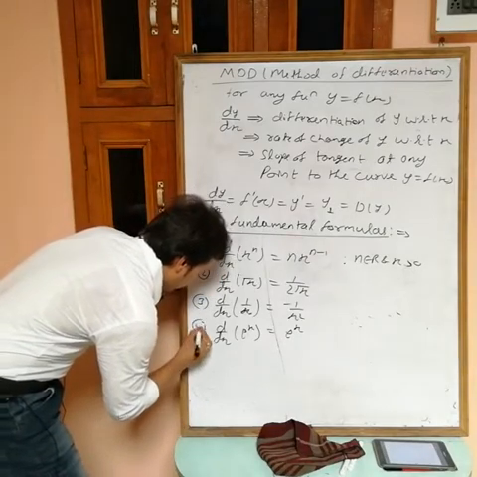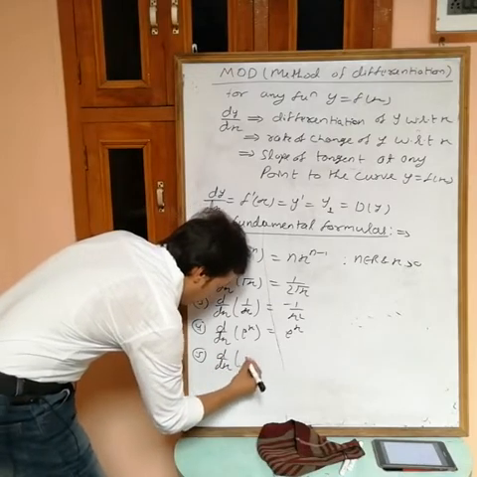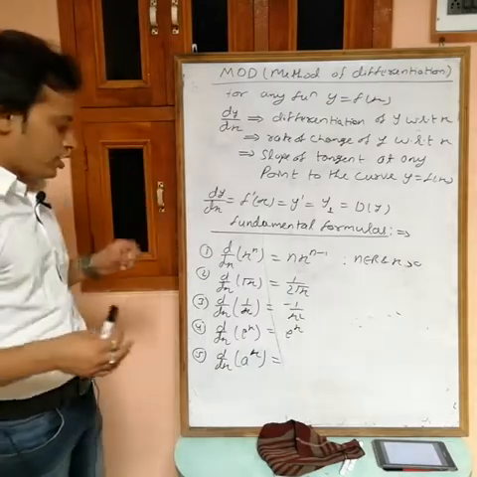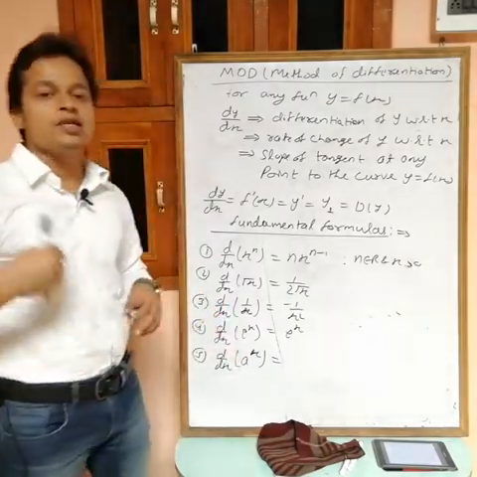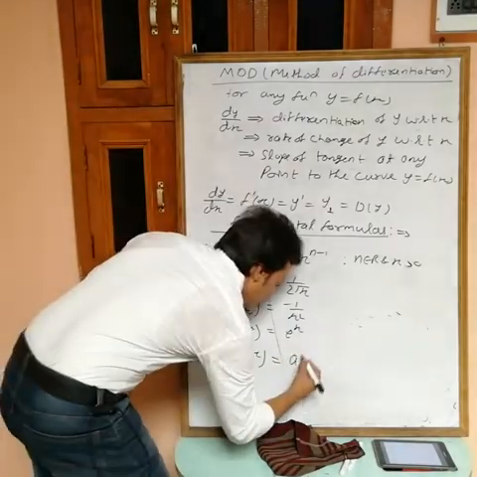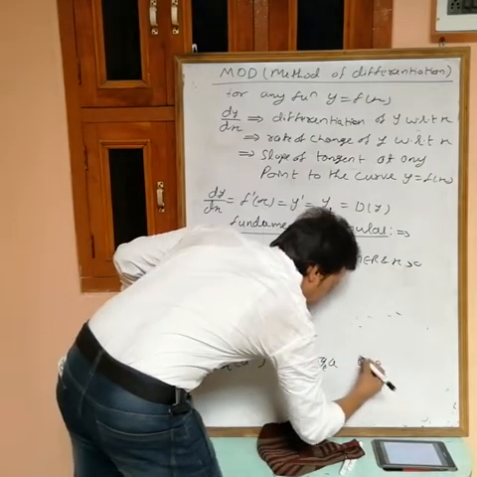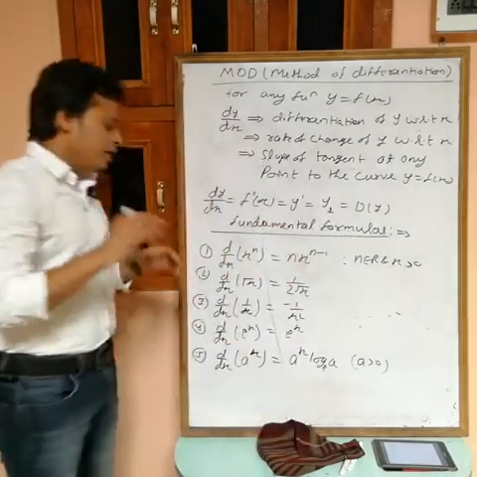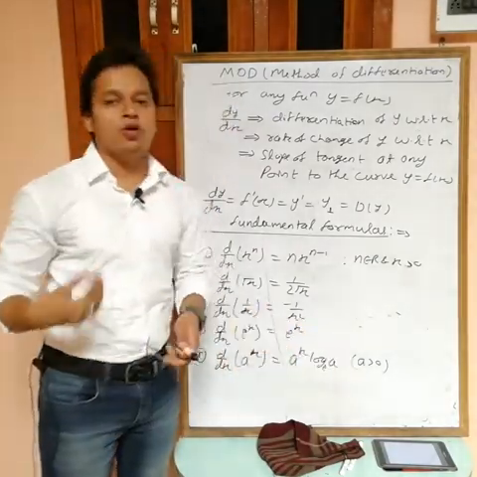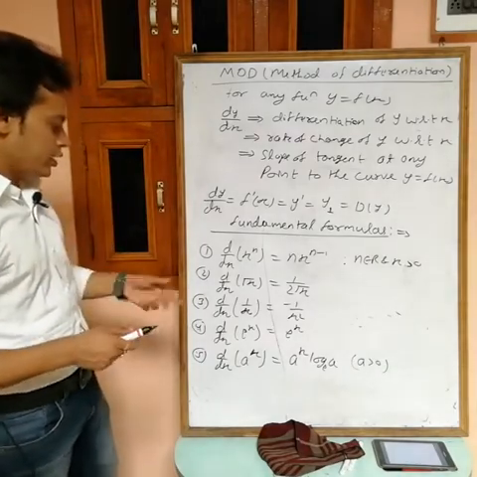Next, differentiation of a power x in place of e power x. If you have any other exponential a power x, where a is any constant like 2, 3, 4, 5, then its differentiation is a power x into log e a, where a must be greater than 0. It is the same a power x but also multiplied with log e a. Here e is the Napier constant, approximately 2.71, and a is any positive value.